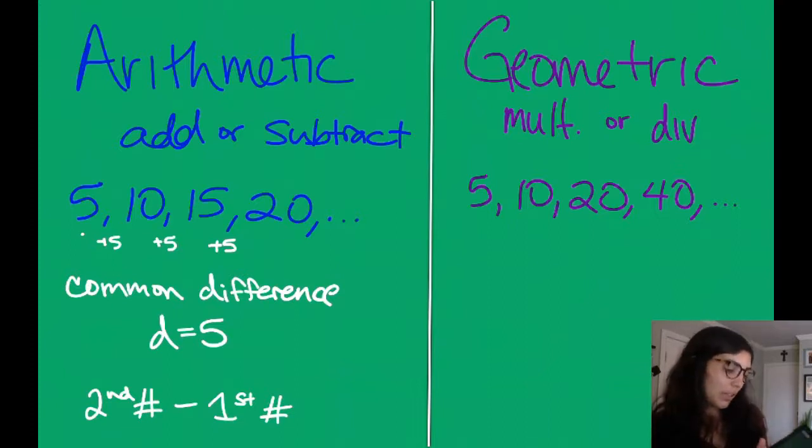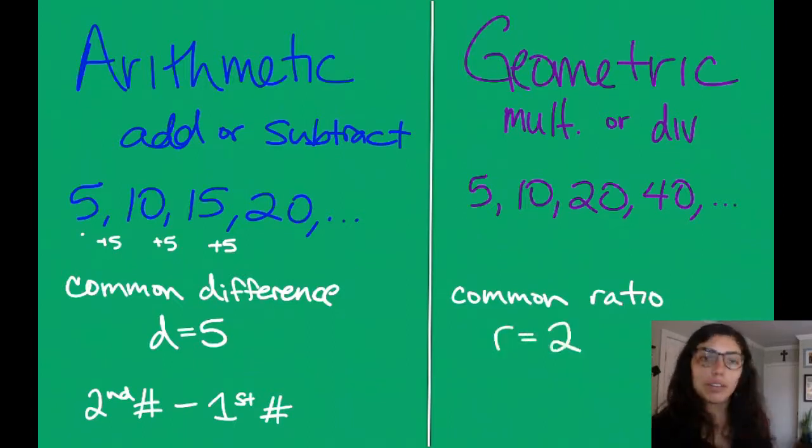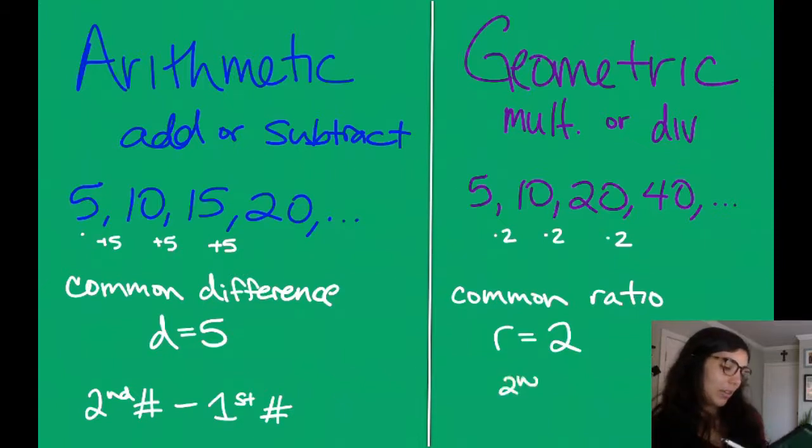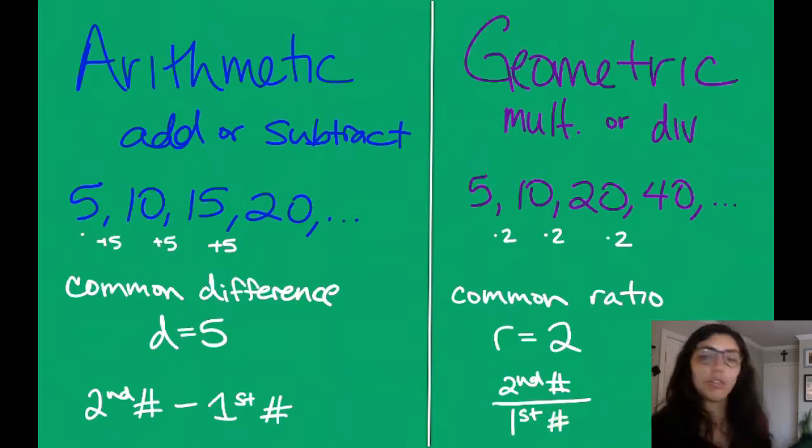This type of sequence doesn't have a common difference. It's called a common ratio. And in this particular sequence, our common ratio is 2, because each time we're multiplying by 2 to get the next number in the pattern. Again, just like with the common difference, there's a little shortcut. If you can't look at the sequence and tell how it's changing each time, you can take the second number and divide it by the first number to find your common ratio.